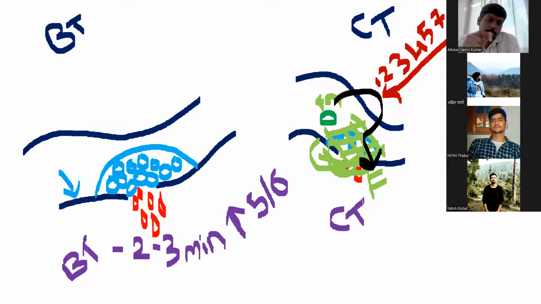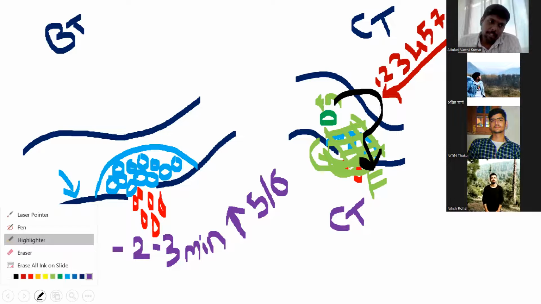Okay, so what is the normal clotting time? Usually, it's a laborious phenomenon. It's a very complicated phenomenon. It's not as easy as just platelets coming to the site and blocking it.